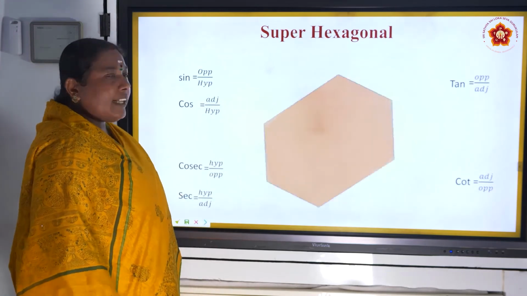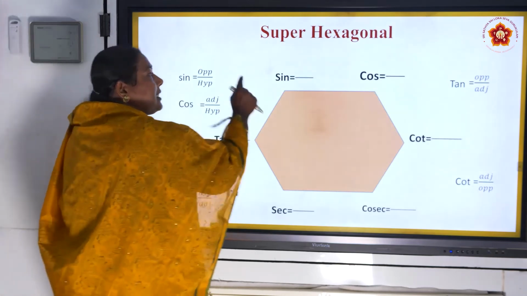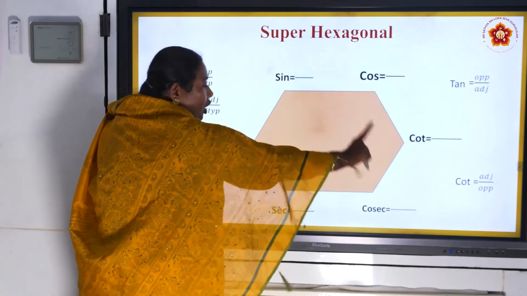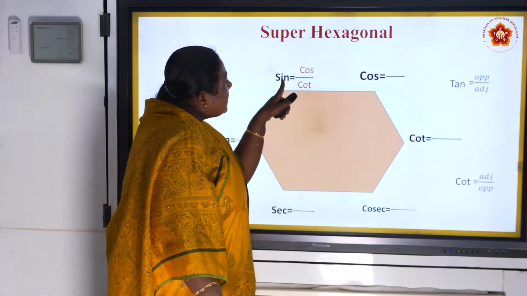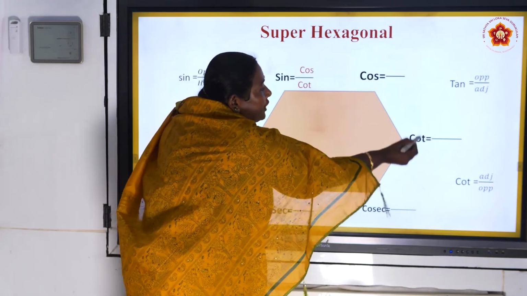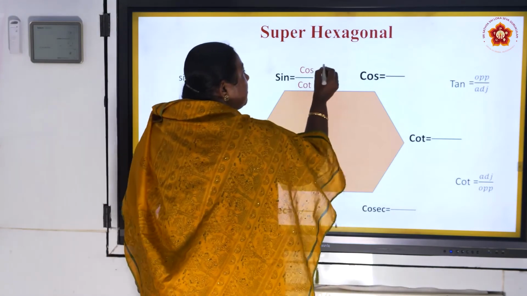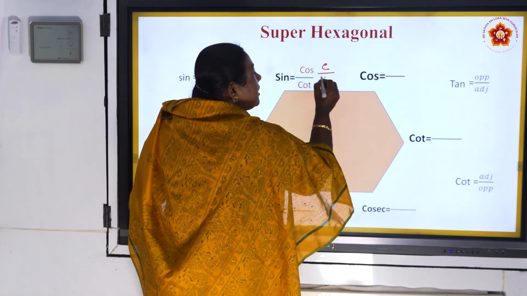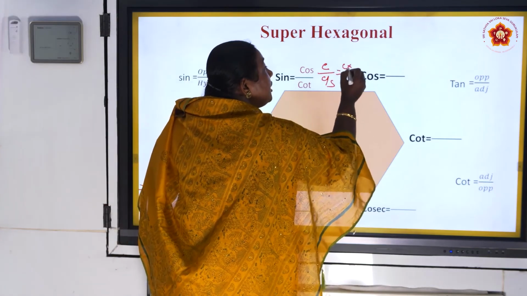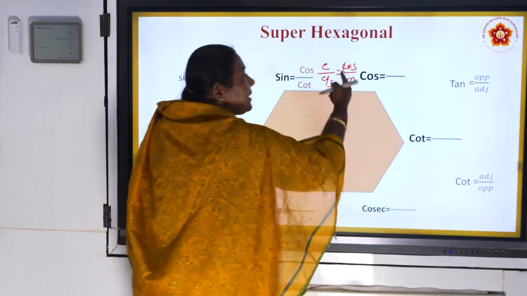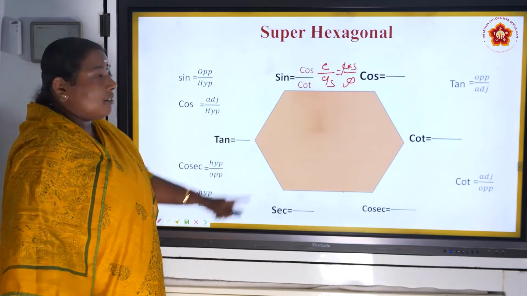So for that, what I have to do? I have a super hexagonal. One more time, I am going to write sine, cos, tan, cot, secant, cosecant. See this. Sine comes from the next two, cos by cot. How? I will write in a short form. So C by S. That means S goes top. So C into S by C. C gets cancelled, I will get S. That means S. S means sine. C means cos. Is it right?